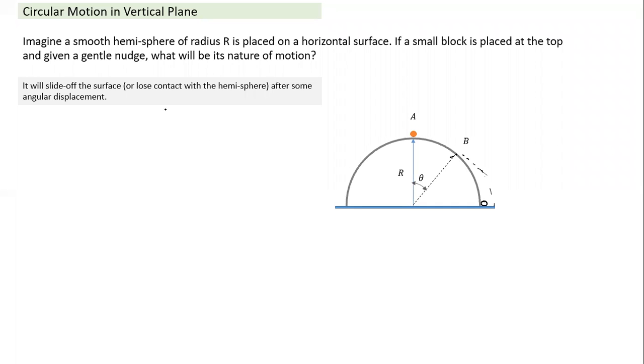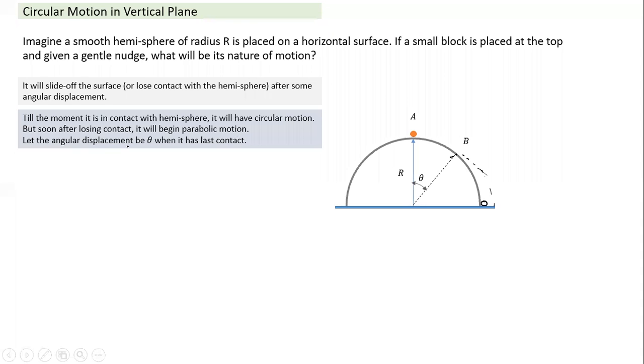So it will slide off the surface, or lose contact with the hemisphere, after some angular displacement. Till the moment it is in contact with the hemisphere, it will have circular motion. Even at the last point where it loses contact, it has circular motion, so I can apply circular motion properties. Soon after losing contact, it will begin parabolic motion. Let the angular displacement be theta when it has last contact. This is the last point which is part of circular motion, the boundary where circular motion ends and parabolic motion begins. Let's see whether that is possible or not.